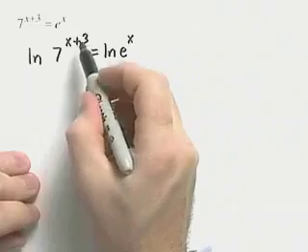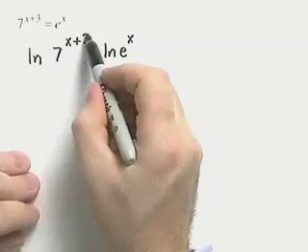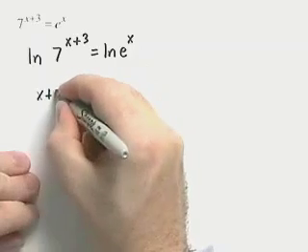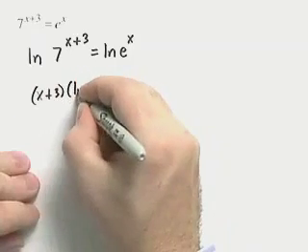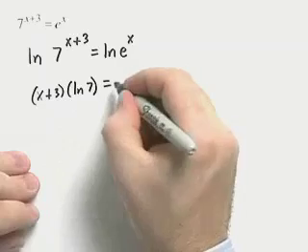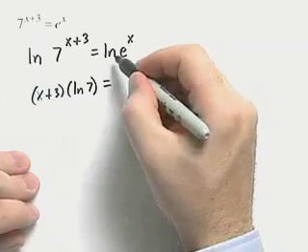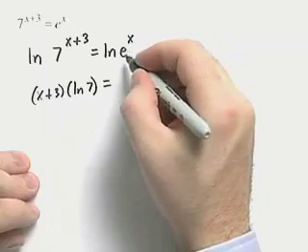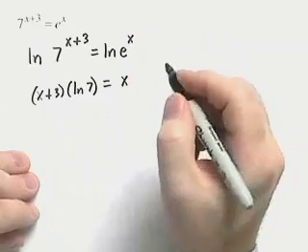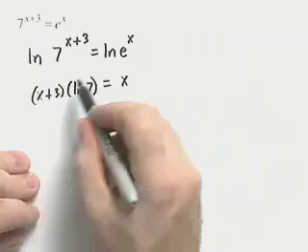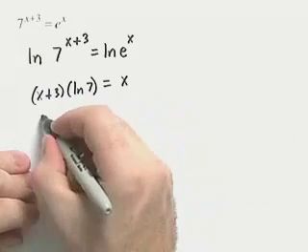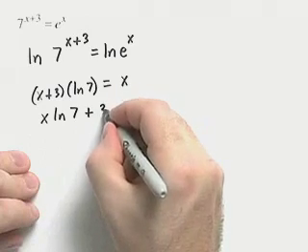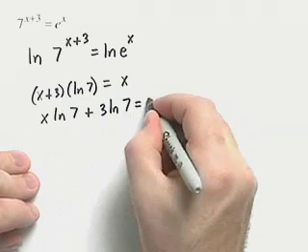The natural log of 7 to the x plus 3, using our rules for logarithms, this x plus 3 power will come out in front. So we'll have x plus 3 times the natural log of 7. Now here we're taking the natural log of e to the x. Since the base of the natural log is e, these cancel each other because they're inverse functions, and we just get x. And we're going to try to isolate the x terms together, so we need to distribute. We'll get x times the natural log of 7 plus 3 times the natural log of 7 equals x.